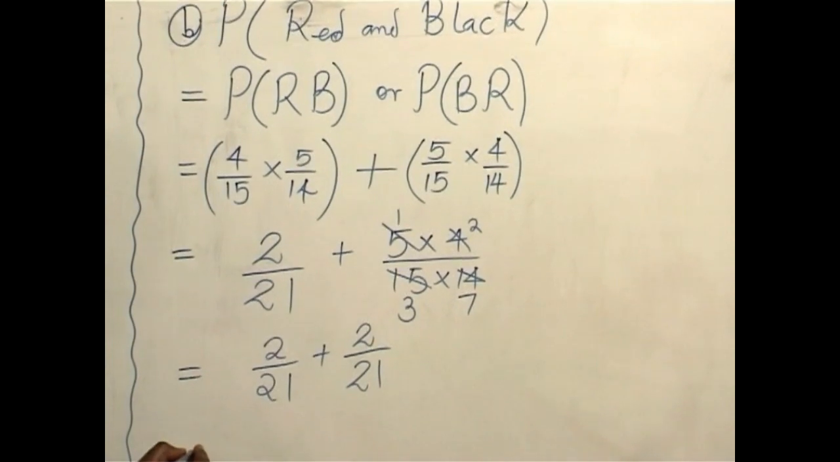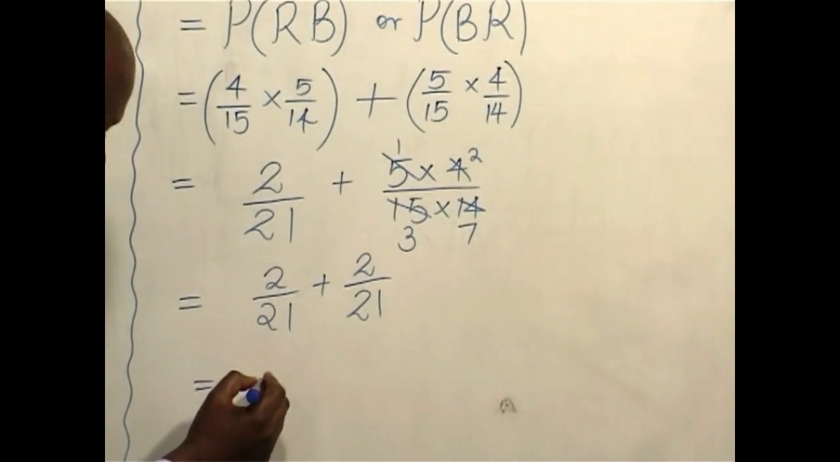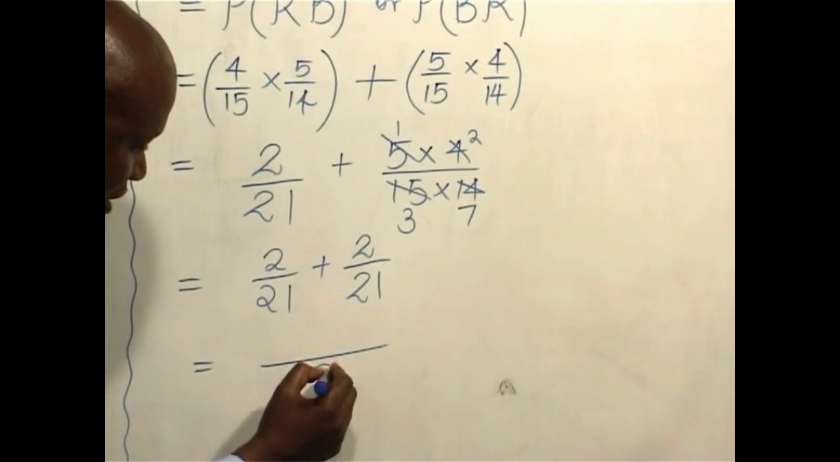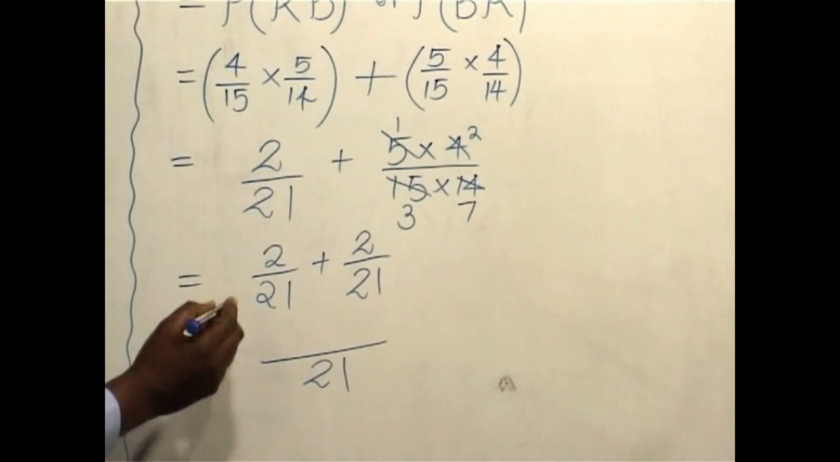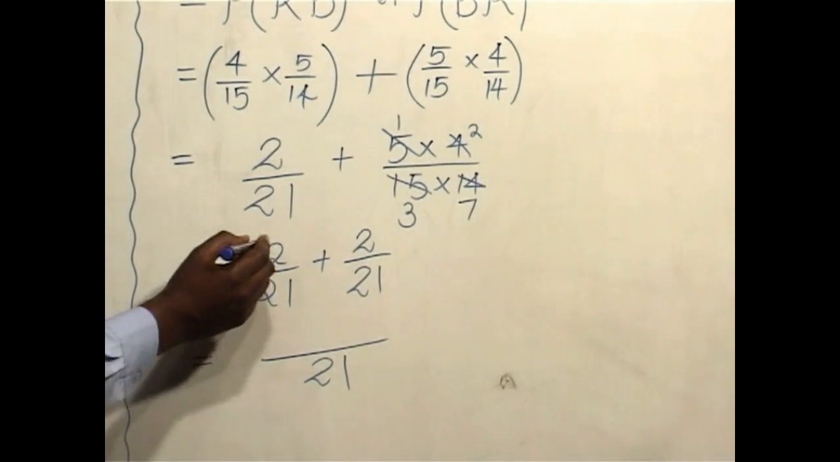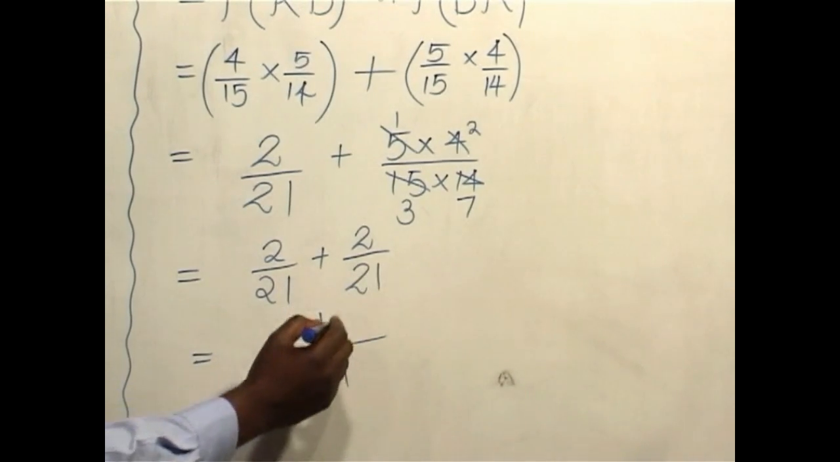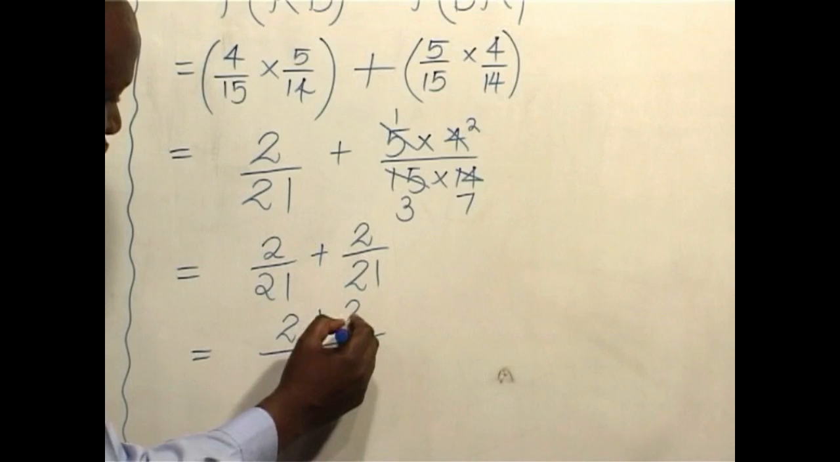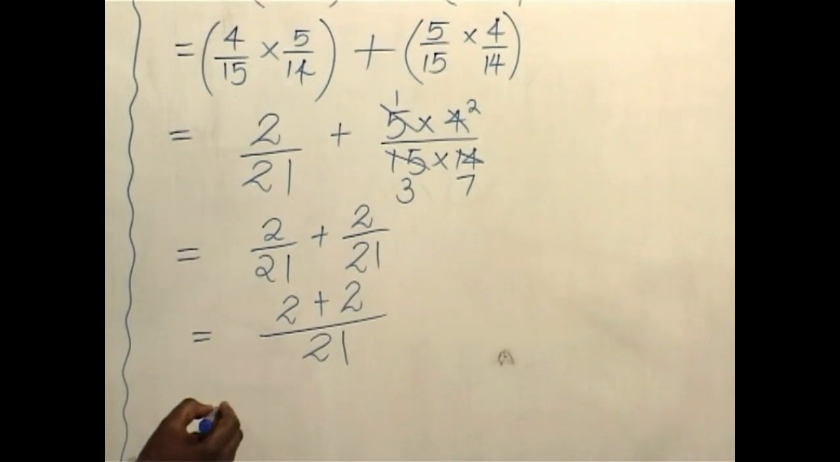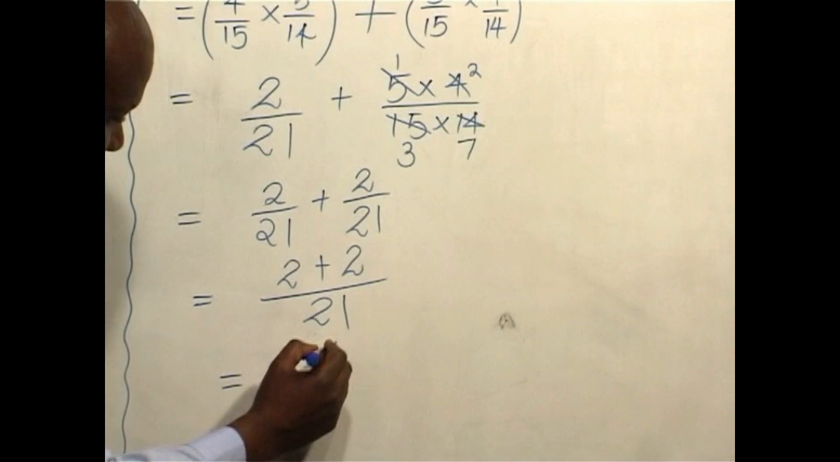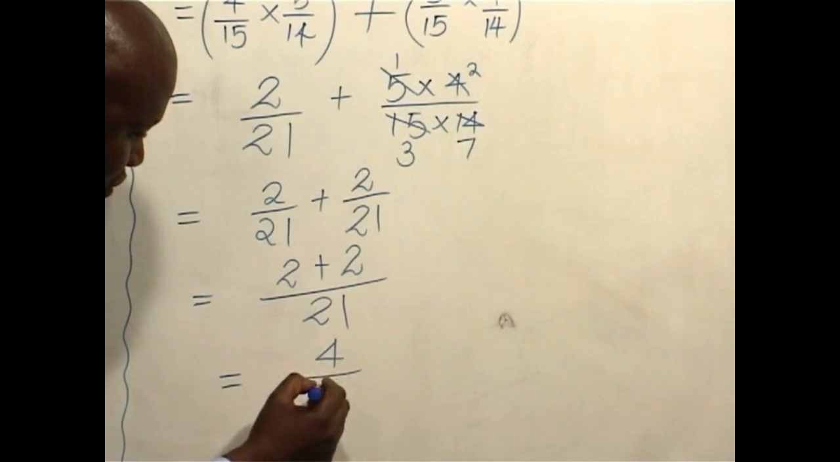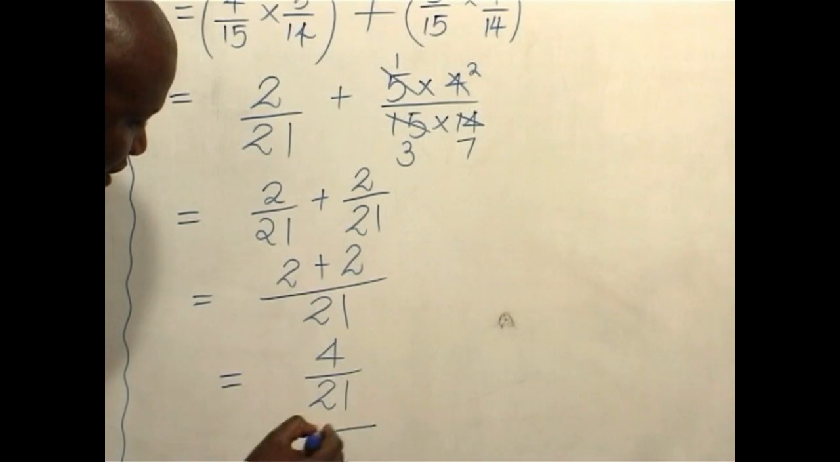Then the two fractions are going to be added, the lowest common denominator being 21. 21 into 21 is 1. Multiplied by 2, we get 2 plus. Like in the previous case, this is also going to be 2. Upon addition in the numerator, the answer is going to be 4 over 21. So this is going to be the probability of having a black and a red marble without considering the order.